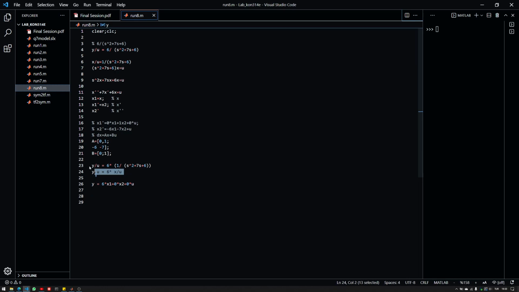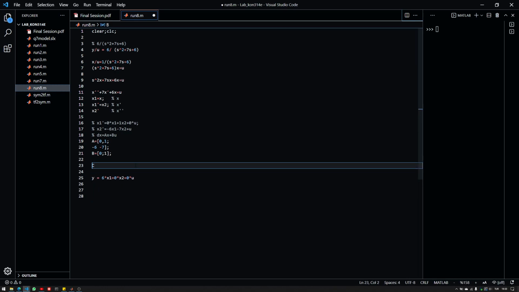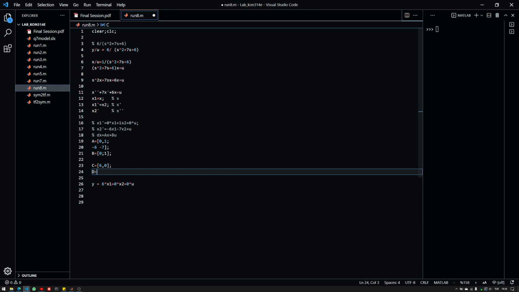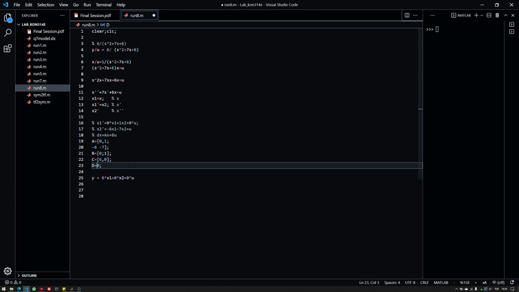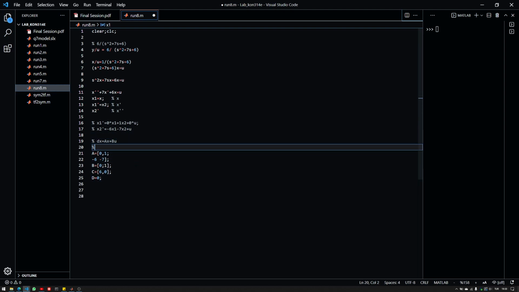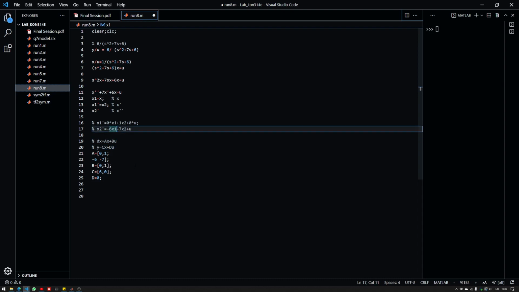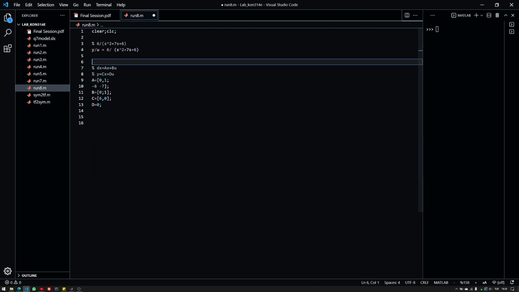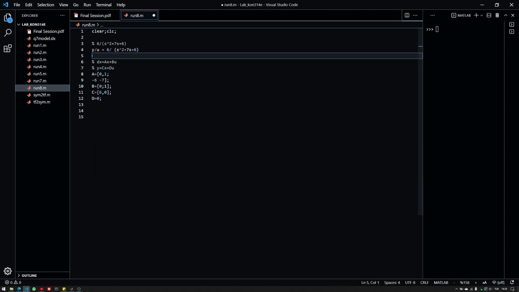And that's it. So at this point, these will be called C and D. So C is equal to 6, 0, and then D is equal to 0. And that's it. We have the state space model, and our state space model looks like this: y equals Cx plus Du. So we can get rid of everything else. We've basically transformed our transfer function into a state space model.